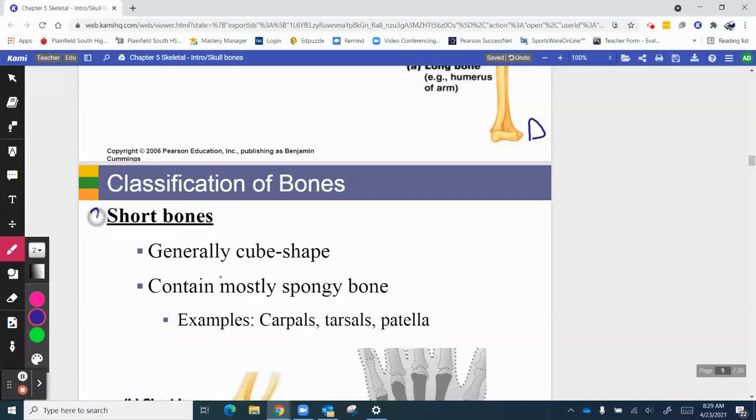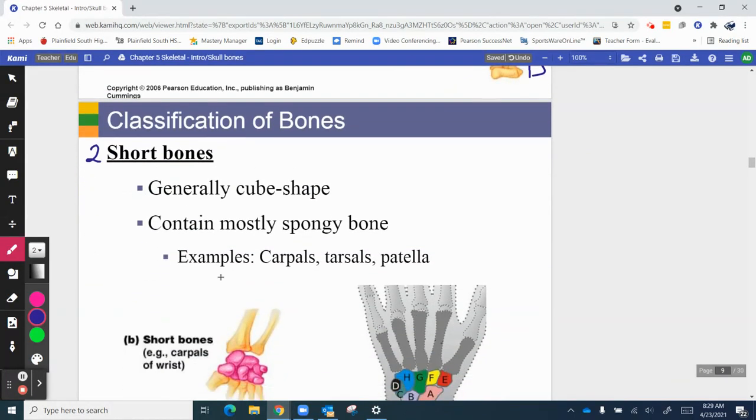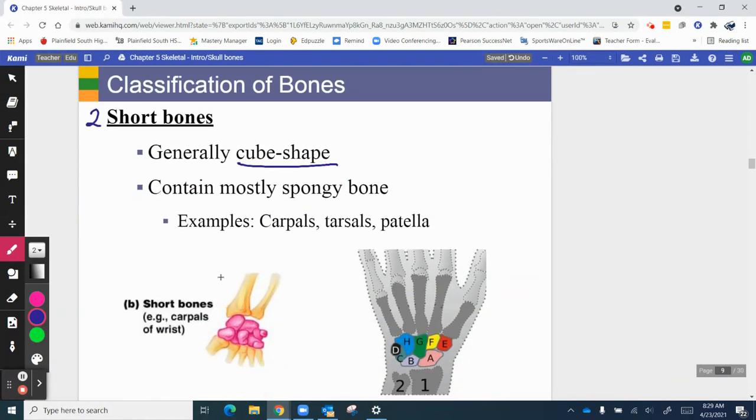All right. Next ones we have are shorts. They're usually cube shaped, primarily spongy bone, and those would be comprised of carpals, tarsals, and also your patella would be an example of a short bone.